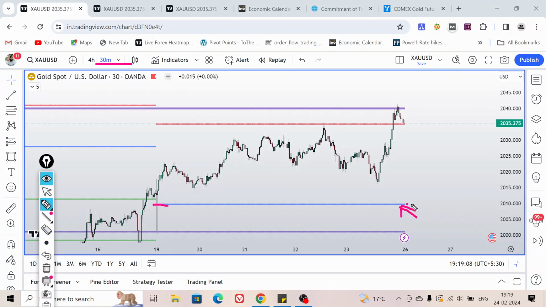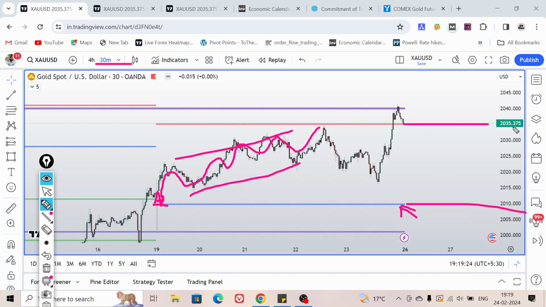You can see, after rejecting this level we have seen a continuous upside movement, and after that gold price rejected from the weekly resistance right over here. It is around 2035 roughly. So after this we have seen a rejection, but again price reversed from here and broke out this level. So now this level is going to act as support, because this was previously acting as a resistance.